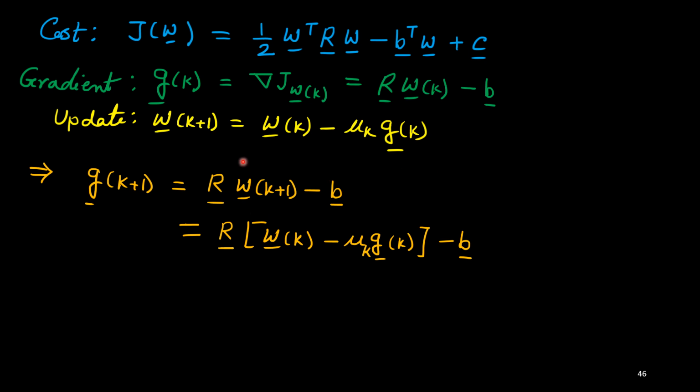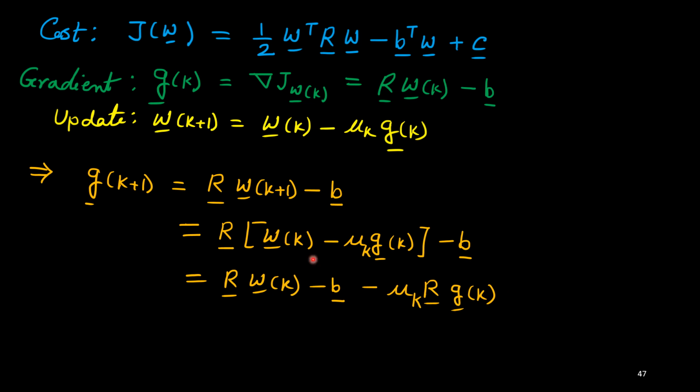Now I'll modify this. I replace this wk plus 1 by wk minus mu k into gk. Now we'll simplify it a little bit. We'll multiply R with both, distribute, and then rearrange. So R wk, and this minus b I will take here, and this is R times mu times gk. Remember, R is a matrix, and mu is a scalar quantity, so I can take it outside, but don't consider gk first. This is R followed by gk only.